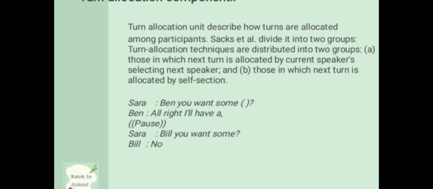Here, Sarah as current speaker allocates the turn by selecting the next speaker, Ben, in line 1, and in line 3, Sarah allocates her turn by self-selection. Thus, the turn allocation component regulates turn change among participants and comprises a set of rules for the allocation of the next speaker's turn in order to get smooth transition.